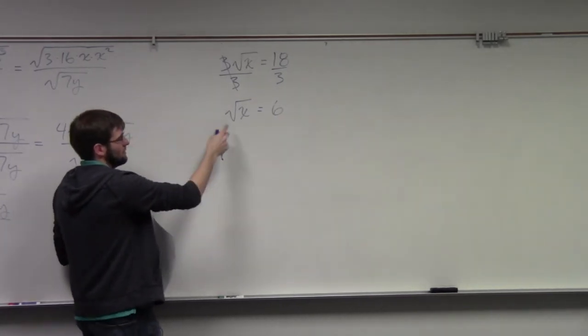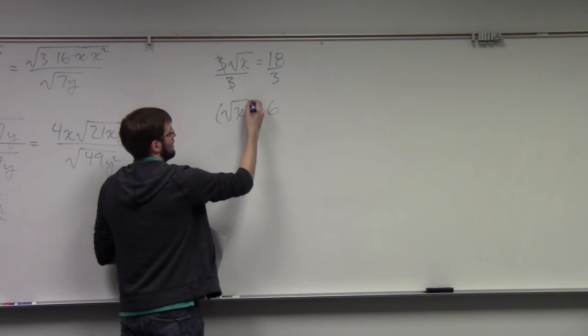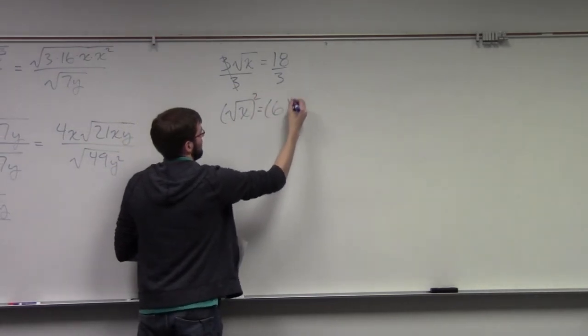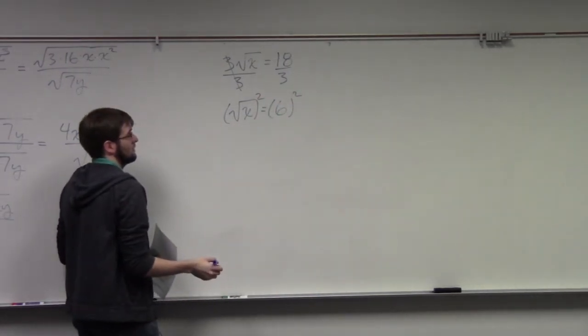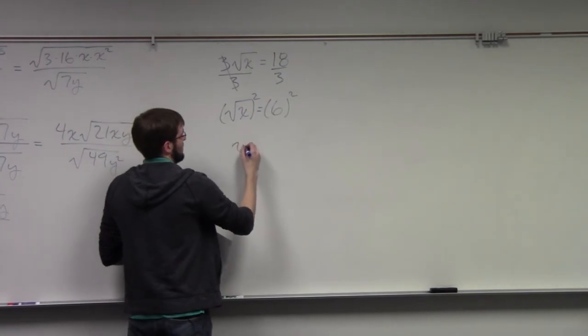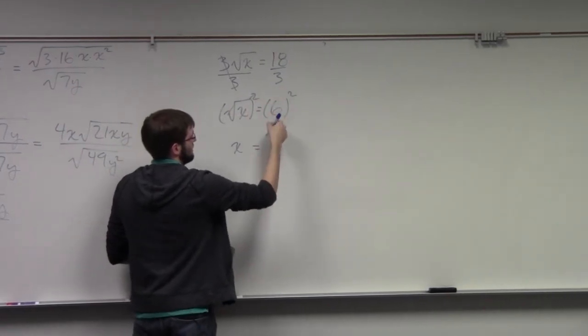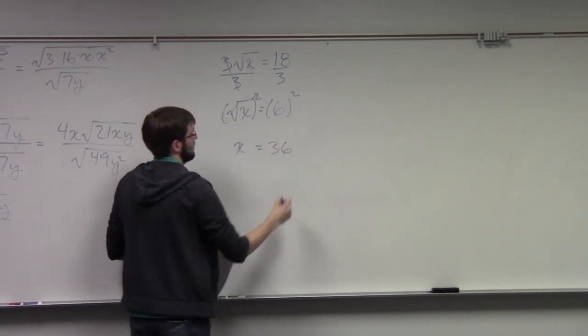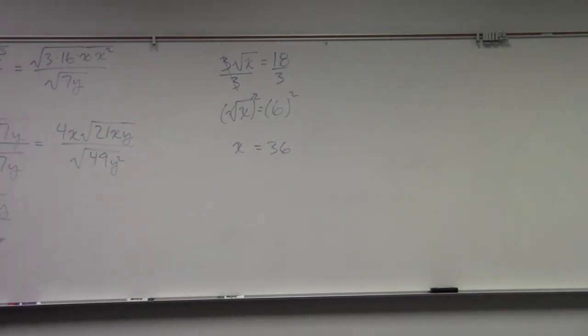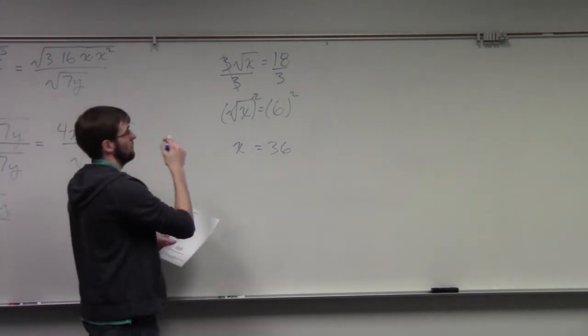Now to get rid of this square root, I need to square both sides of my equation. So this gives me x, since the square root and the square cancel, and 6 squared is 36. Now one of the big issues with radicals is we need to go back and check our answer to make sure it's actually a solution to this problem.